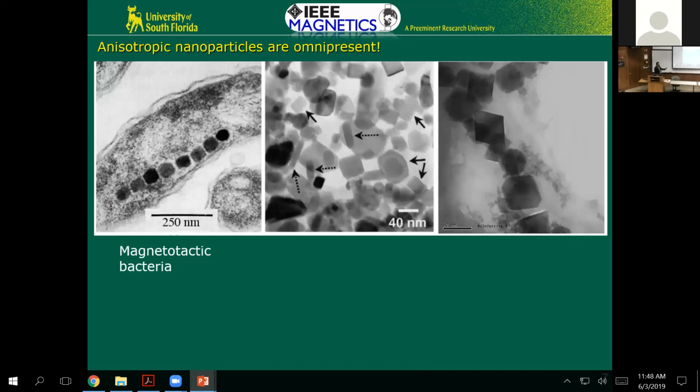Now, the second example is out of this world, literally speaking, because what you're seeing here are the same magnetite iron oxide nanoparticles found in a chunk of meteorite from Mars that crashed into the Arizona desert, all right? So you can see various sources where you actually have these nanoparticles.